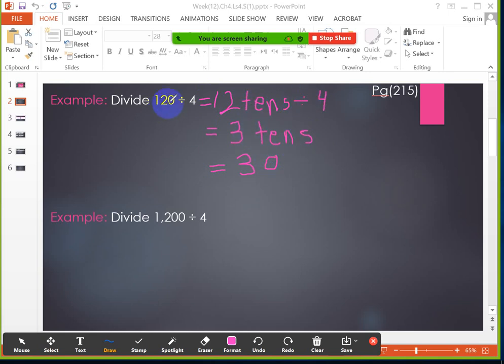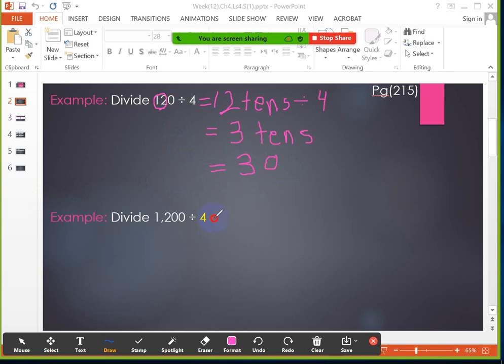You can say that: forget the 0 and divide this 12 by 4. 12 divided by 4, what is the number that I will multiply with 4? It will be 12. The number is 3, so I will put 3 in the answer. And what about this 0? I will take the 0 and put it next to the number. This is the strategy. Very easy.